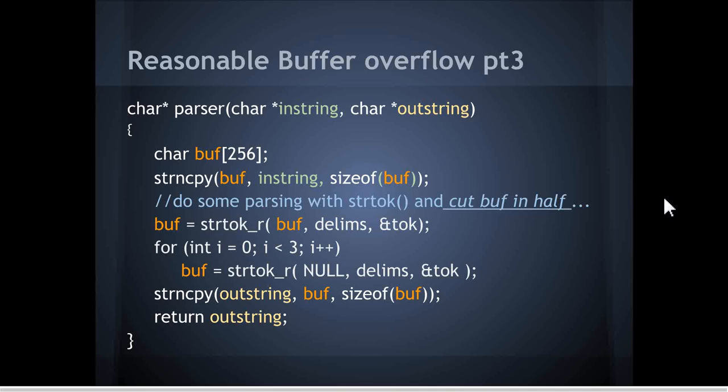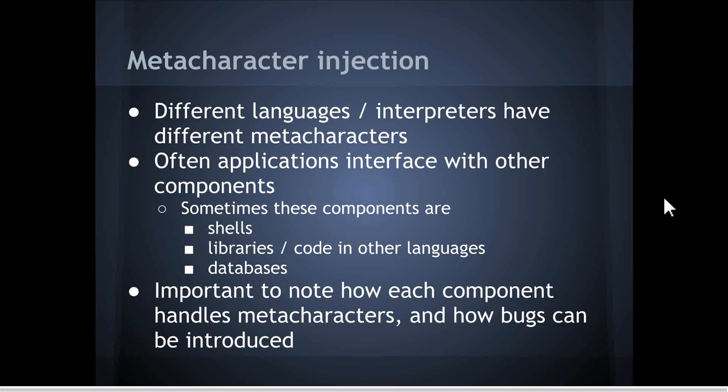This is true. The real reason this is a problem, though, is because sizeof is still going to return 256, even if you've cut it in half or removed stuff from it. Sizeof is going to return 256 because sizeof is actually calculated at compile time, not at runtime. And that's something a lot of developers don't actually know. So that was an interesting case. I may use this code in one of your homeworks later for perhaps network exploit development.